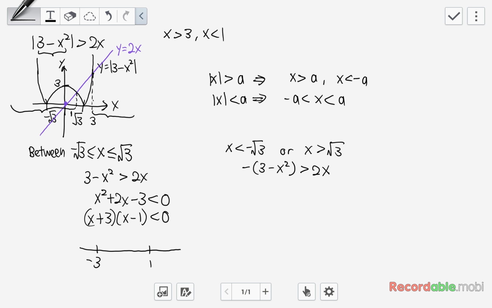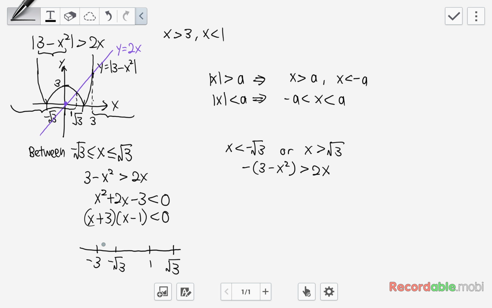So here, but note, we also have this constraint over here. So between, we also need to put this minus root 3, we know is here. Root 3 is more than 1, so root 3 is here. So we only take the overlapping part. Alright, so we only take the constraints here. So this part, how do we check for this?